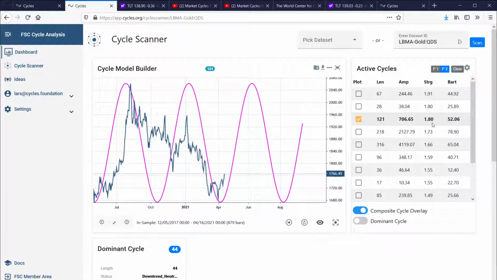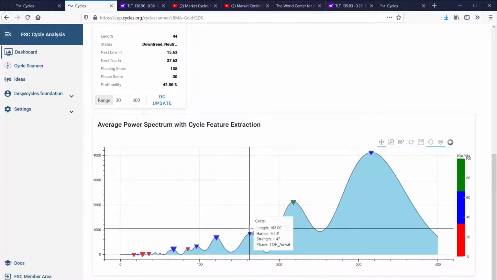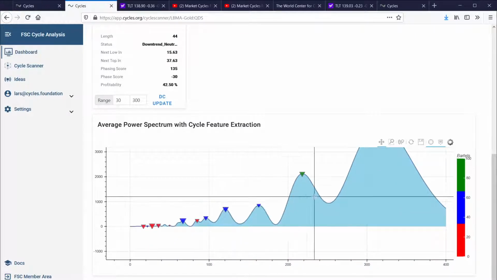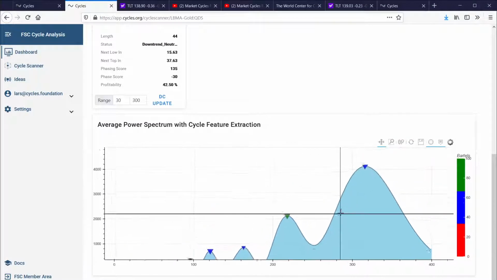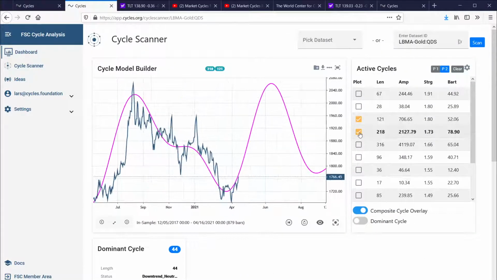But still very high strength. It's the third highest strength score of this cycle. So it's still this peak that we are seeing here. So it's still a valid peak. And you could then add the longer term cycles if you want. So 218, which is shown here.